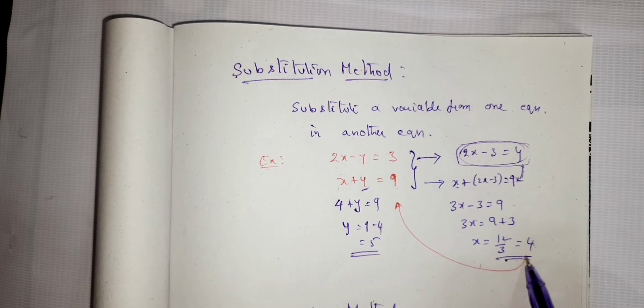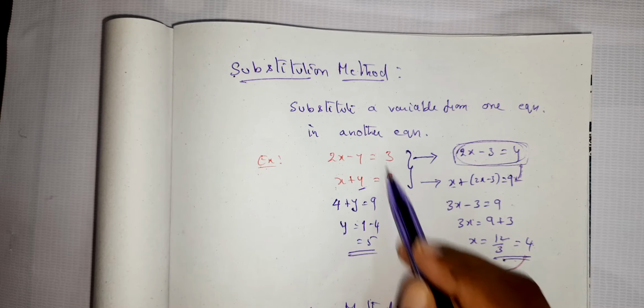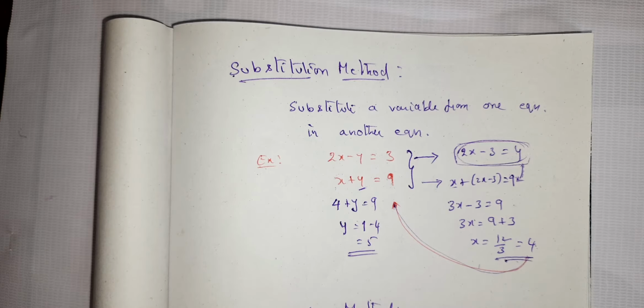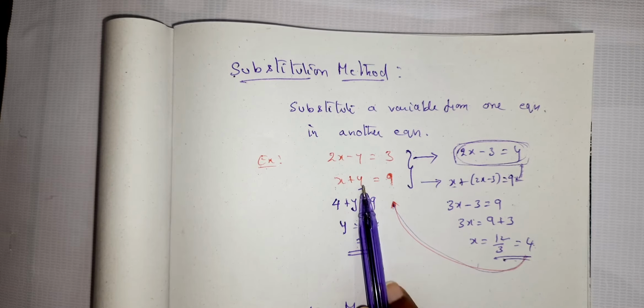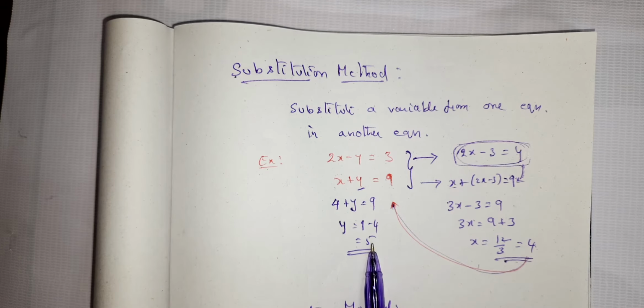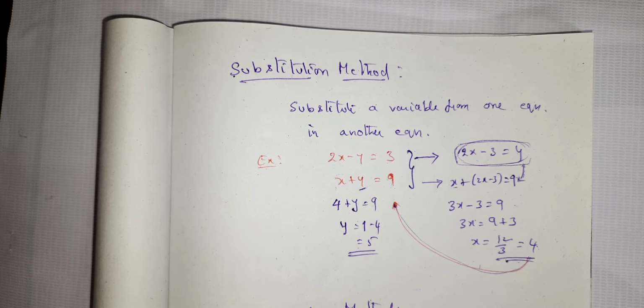equal to 4. Now you will take this x is equal to 4 and substitute in any one of these equations, because they both have the same common solution, right? So by substituting x here you will get y, which is equal to 5. This is the substitution method.